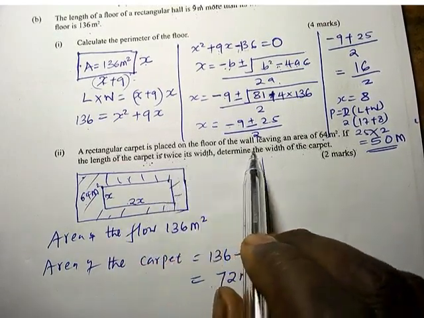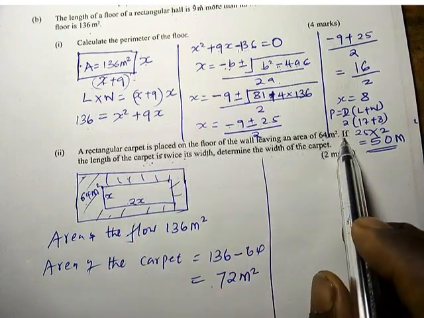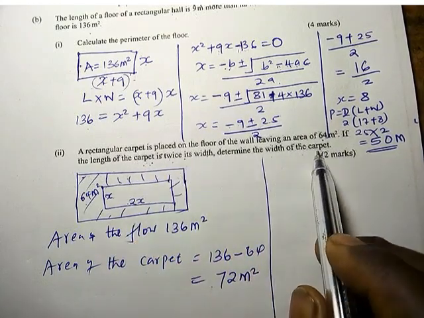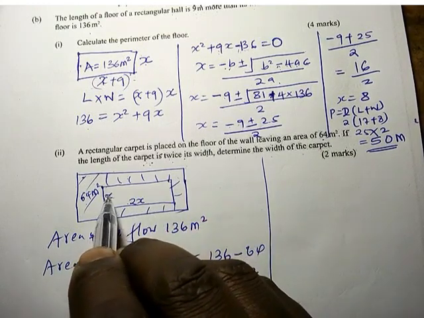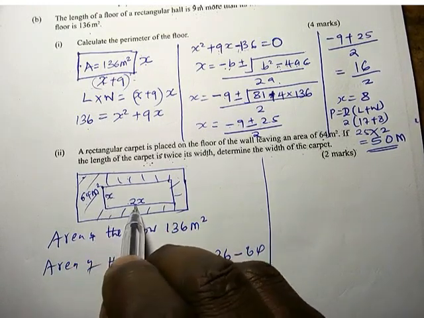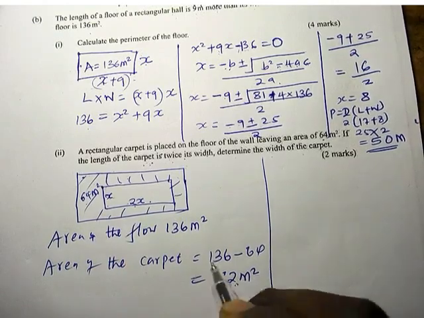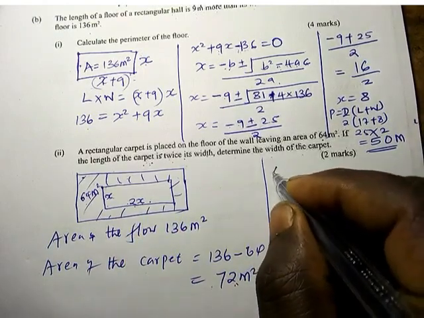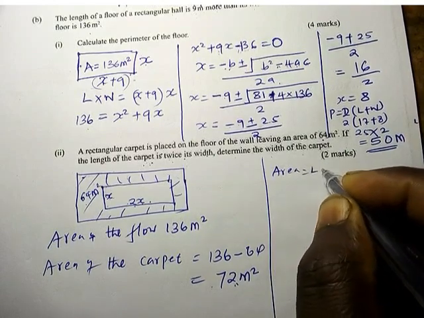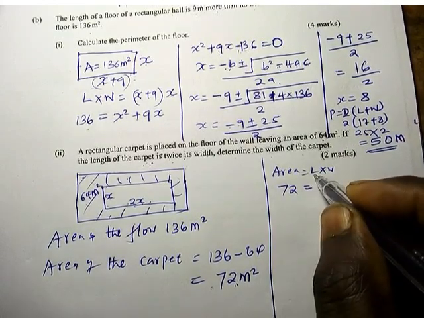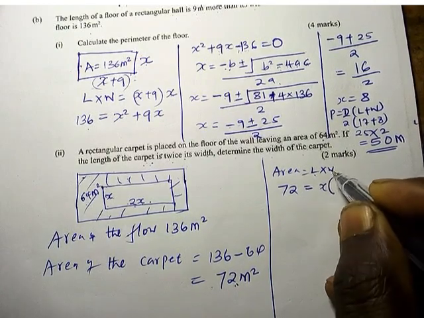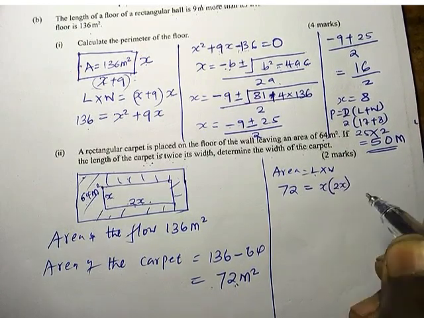But what are we looking for? We are looking to determine the width of the carpet. We have been told the width is x, and the length is twice. We have the area of the carpet, so area is equal to length times width. And this is 72 is equal to length, which is 2x, times width, which is x.